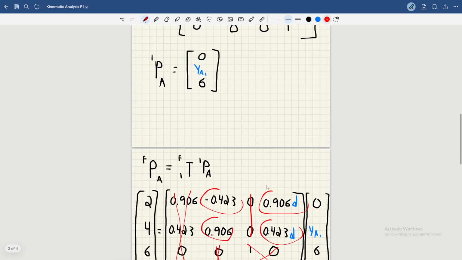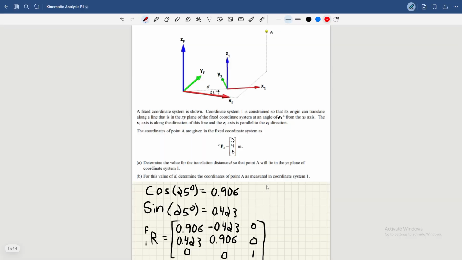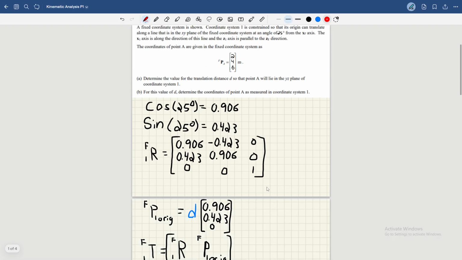And that's how you solve this coordinate frame system problem using both Python and just linear algebra.